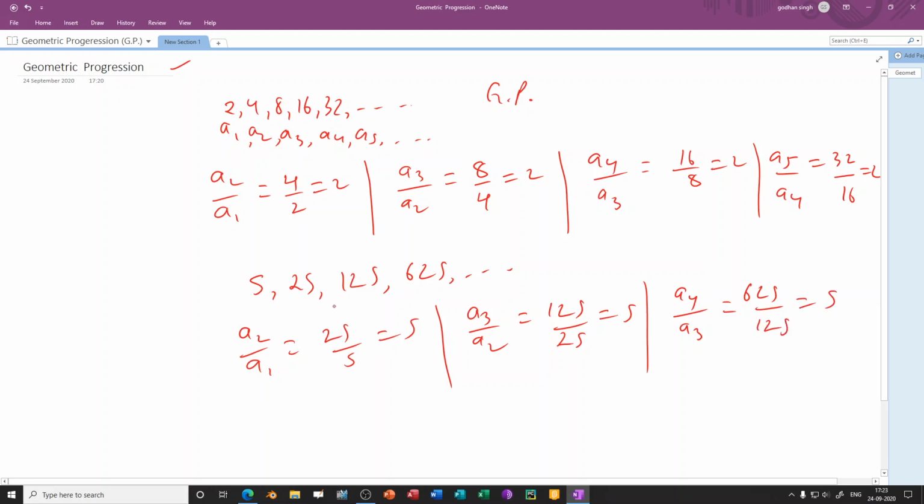So here also we can see that the ratio of A2 by A1 is the same as A3 by A2, the same as A4 by A3, and so on. So these kinds of sequences are known as geometric progression.